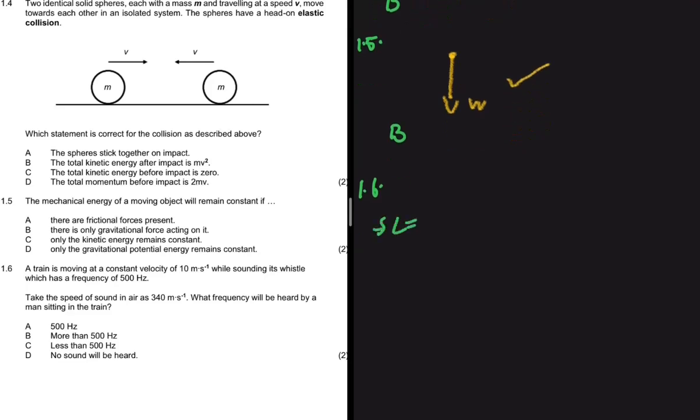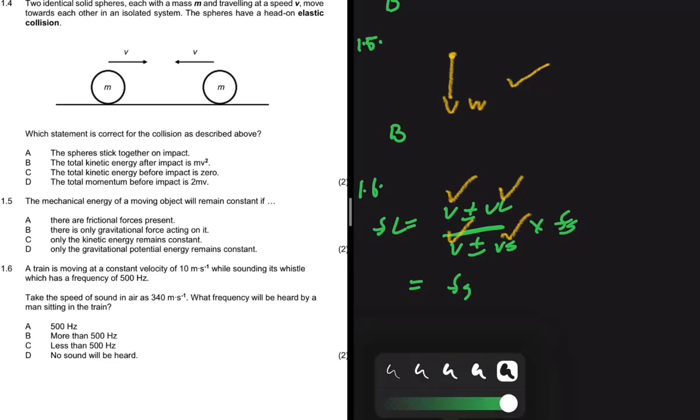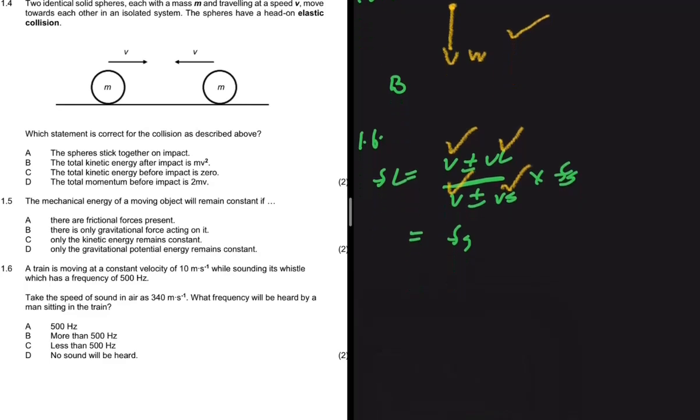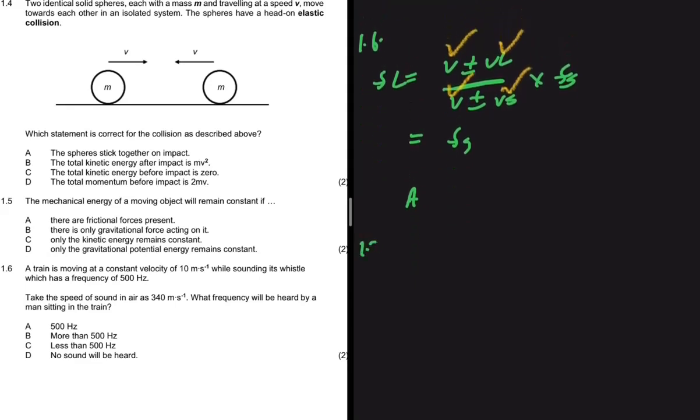We know that FL is equal to (V plus or minus VL) divided by (V plus or minus VS) multiplied by FS. V is the same for the man and the train, and VL and VS are the same for the man and the train. So basically we have FL being equal to FS. The man is going to experience the same frequency that the train is emitting because he and the train are moving at the same velocity. So for 1.6, the answer is A. He will experience a frequency of 500 Hz, the same frequency that is being emitted by our train.